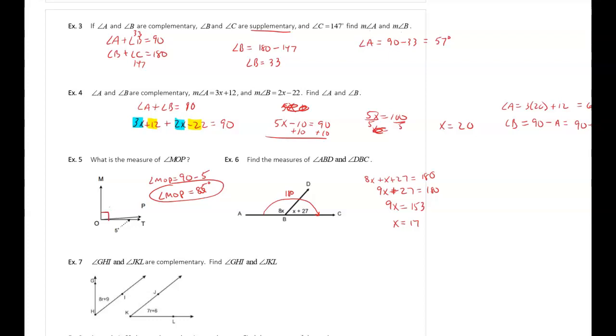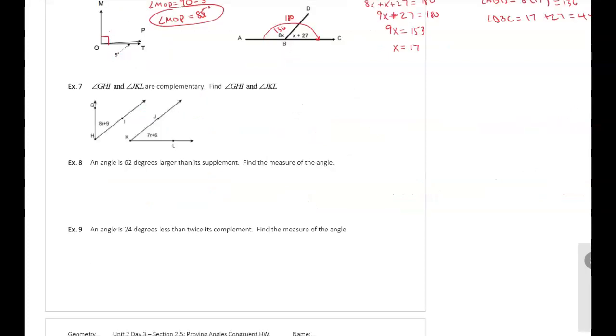So, this angle here, angle ABD, is going to be 8 times 17, which gives me 136 degrees. And then angle DBC would be 17 plus 27, which is going to be 44 degrees. Now, in this next example, they tell me angle GHI and JKL are complementary.